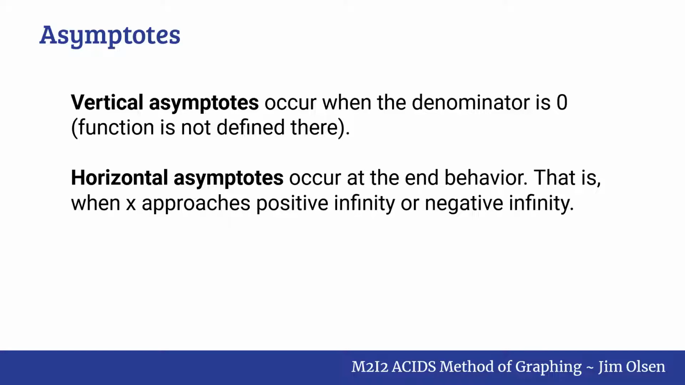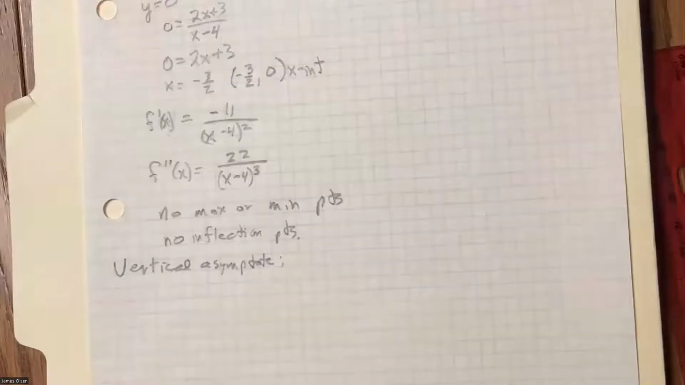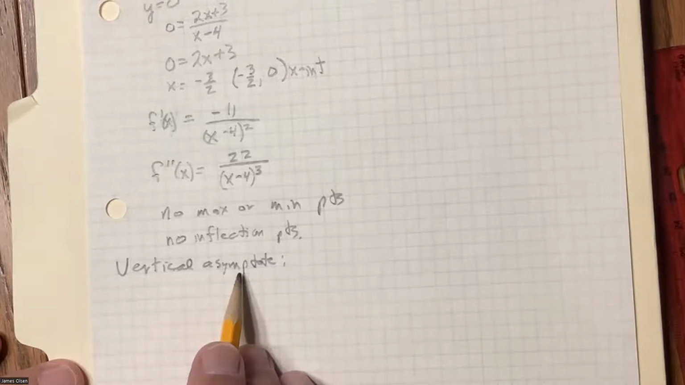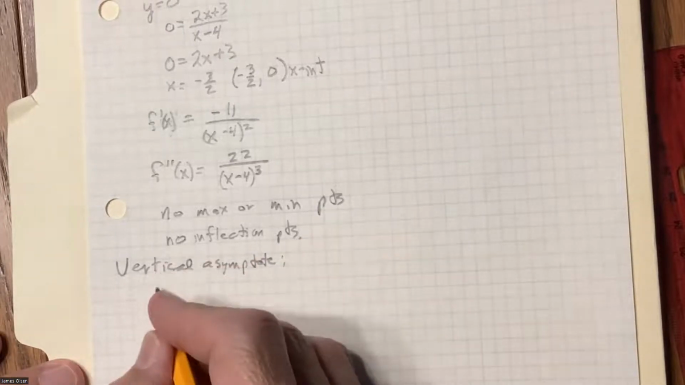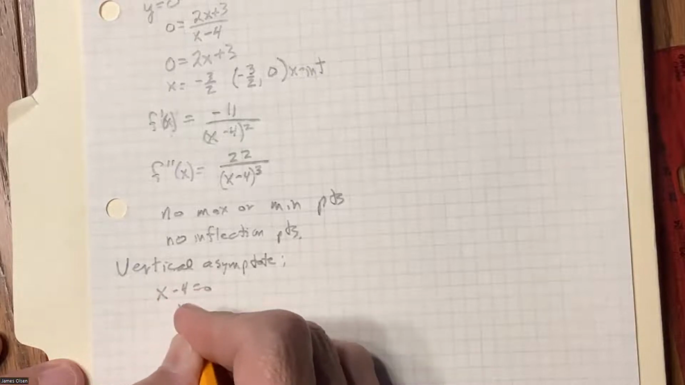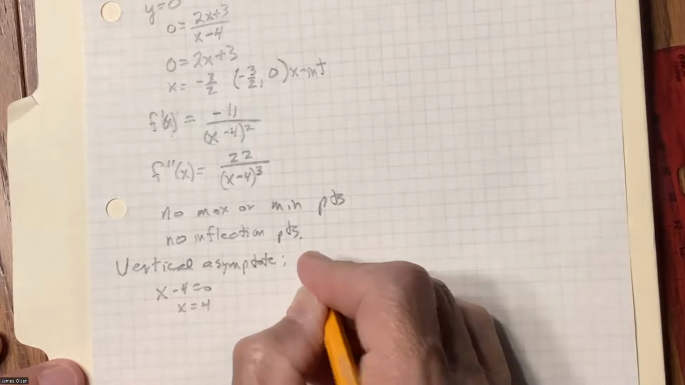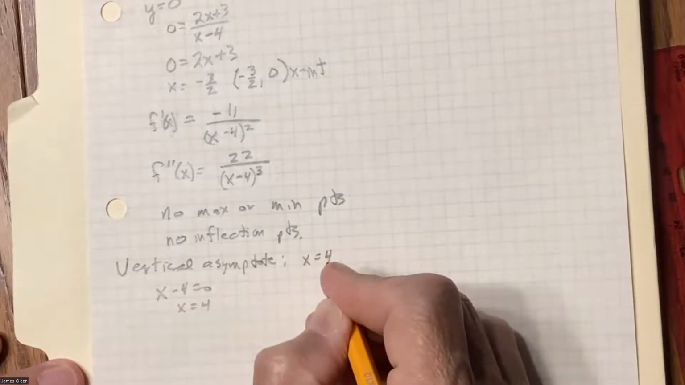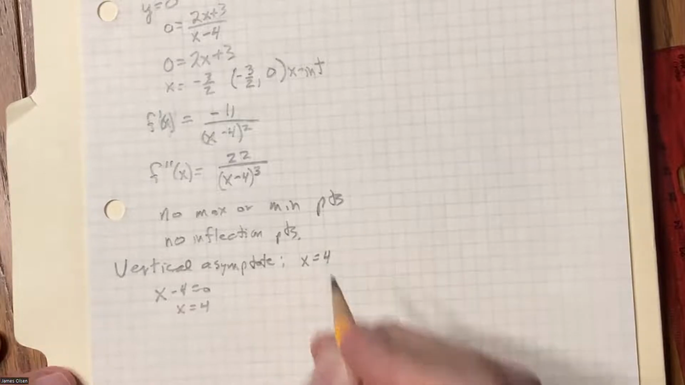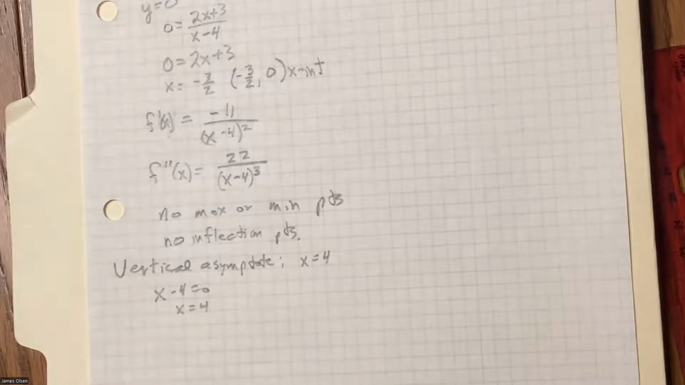So let's take a look in our example at the vertical asymptotes and set the denominator equal to 0. So I'd like to calculate the vertical asymptote. All we have to do is take the denominator equal to 0 and I get x equals 4. X equals 4 is a line. It's a vertical line, and we're going to be putting that on our graph as a dotted line. So let's see if we can get the graph started.